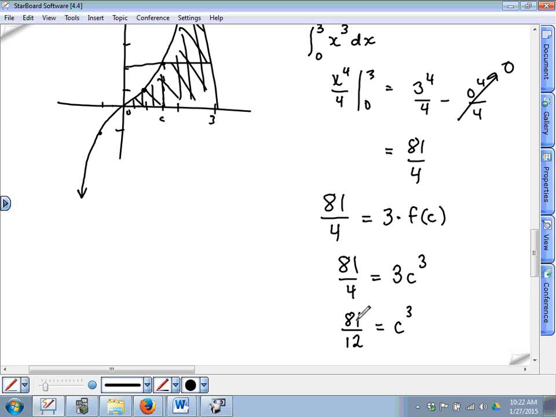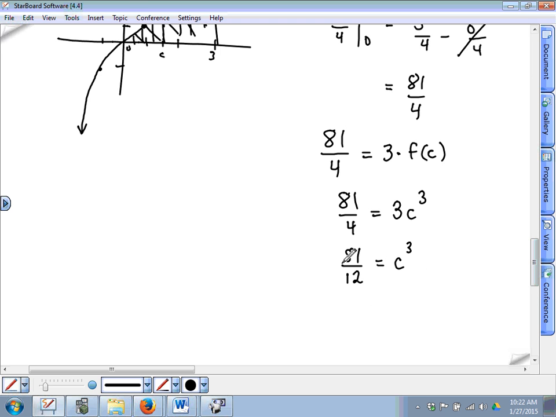Does that divide evenly? Yes, perfectly. You can divide both sides by 3. 27 fourths.